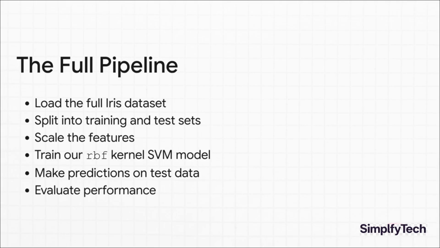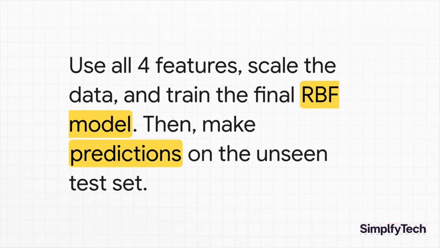This time, we're going straight for the powerful RBF kernel. But we're not stopping there. We'll then use our trained model to make predictions on data it's never seen before. And finally, we'll score it to see how well it did. And this time, we're using all 4 features from the data set to give our model the best possible chance to succeed. And here's the code that puts it all together.